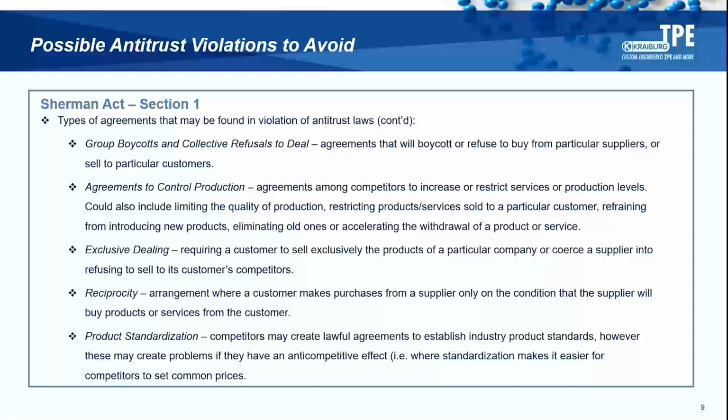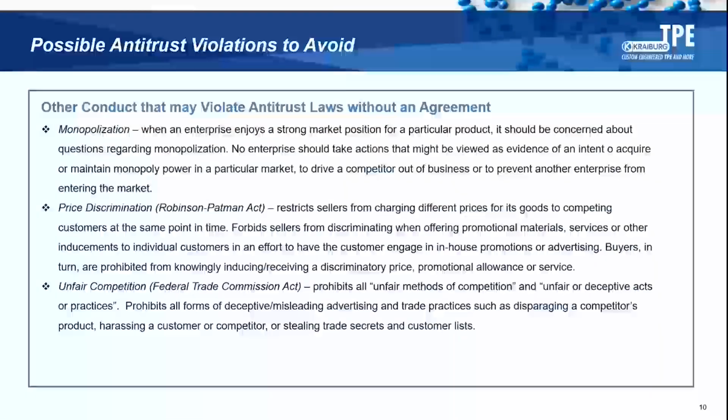Product standardization. Competitors may create lawful agreements to establish industry products and standards. However, there may be situations where this creates problems if there's an anti-competitive effect. For instance, where standardization makes it easier for competitors to establish or set common prices.